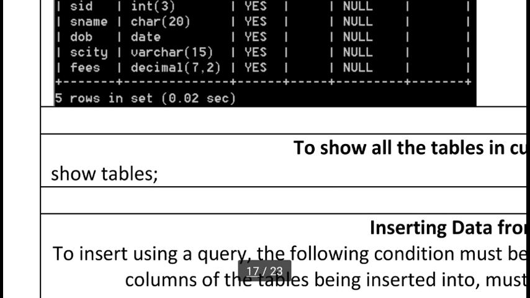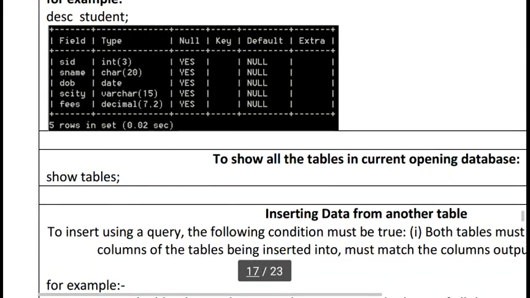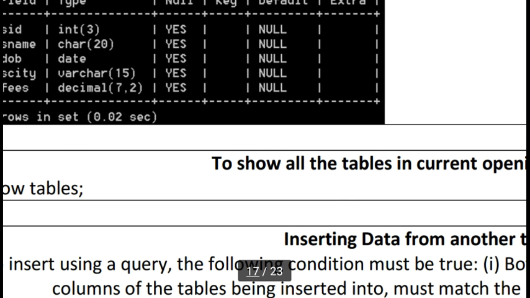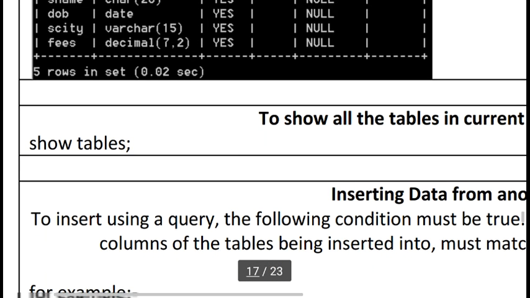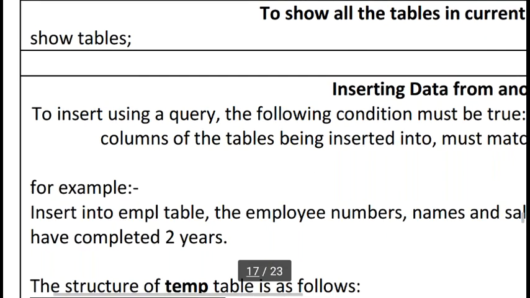Suppose we want to show all the tables in the currently open database. In a database we may have already created more than one table, so we can also see the table names, because with so many table names we will forget, we can't remember. So this function is very useful to show the list of tables. We can use SHOW TABLES, and in a database we can see all the table names.